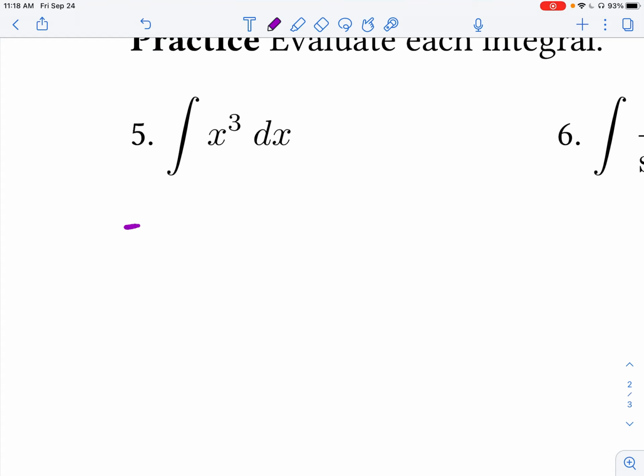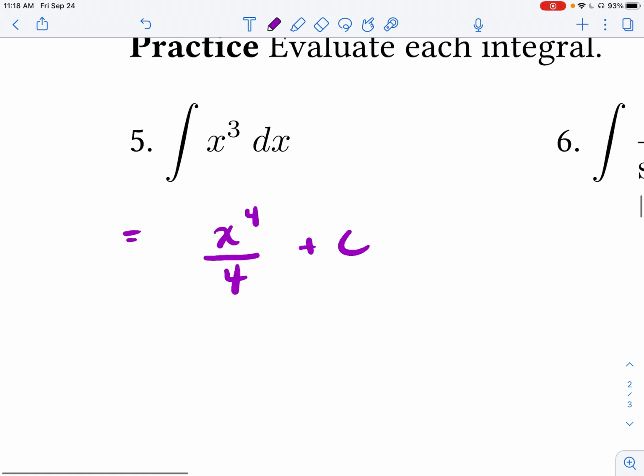So to find the integral, we're going to take that power of 3, we're going to increment it. So 3 plus 1 becomes 4. And then we're going to divide everything by that power of 4, and then add that constant c. So the indefinite integral of x cubed is x to the 4th over 4 plus c.